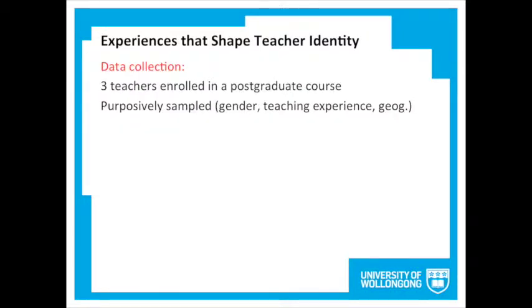So data collection: 3 teachers enrolled in a postgraduate course. They were purposefully sampled, and we've talked about this a number of times over the last 2 weeks, the idea that qualitative research uses purposive sampling, where we deliberately try to pick some differences, often in terms of the people that are involved. So in this case, there were differences in terms of gender, how long they'd been teaching, so teaching experience, as well as where they'd been teaching. Those sorts of issues were seen to be potentially important contextual issues.